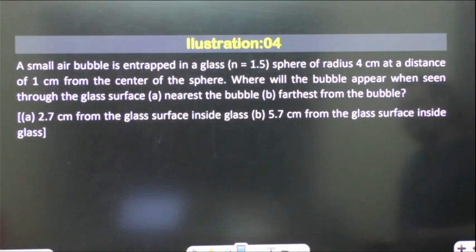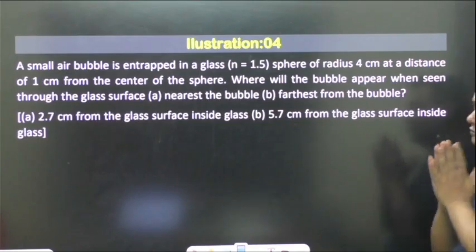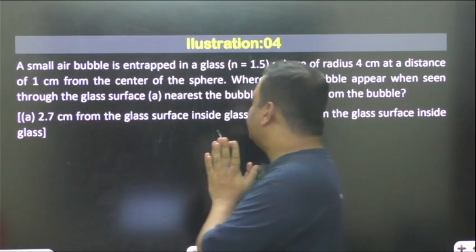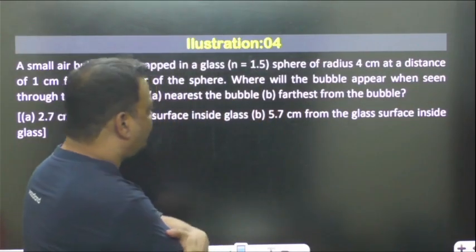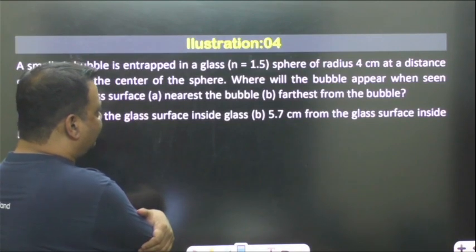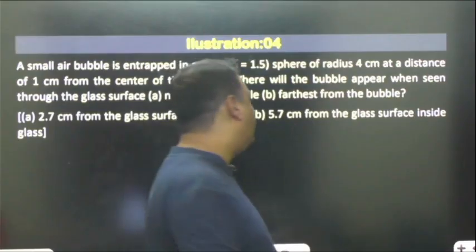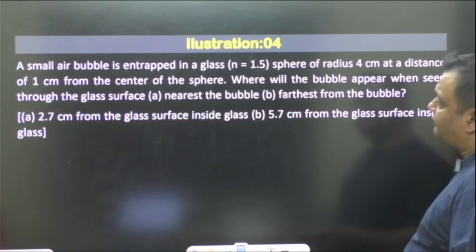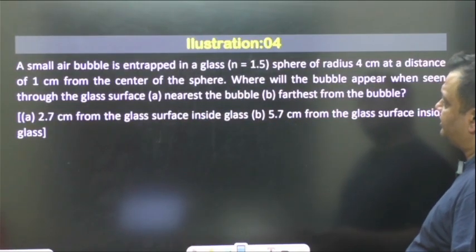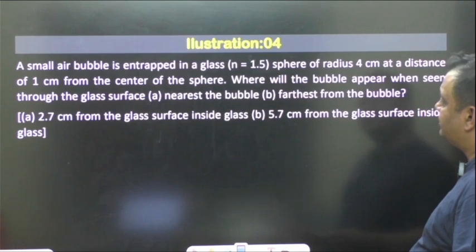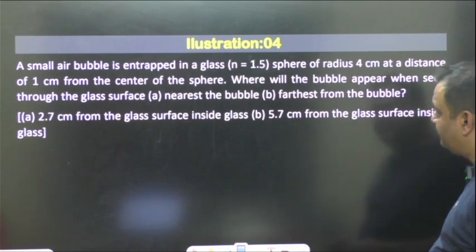Now see illustration 4. A small air bubble is entrapped in a glass, refractive index 1.5. So we have a glass sphere of radius 4 centimeter, and in the sphere there is a small air bubble which is entrapped at a distance of 1 centimeter from the center of the sphere. Where will the bubble appear when seen through the glass surface? A, nearest the bubble, B, farthest from the bubble.